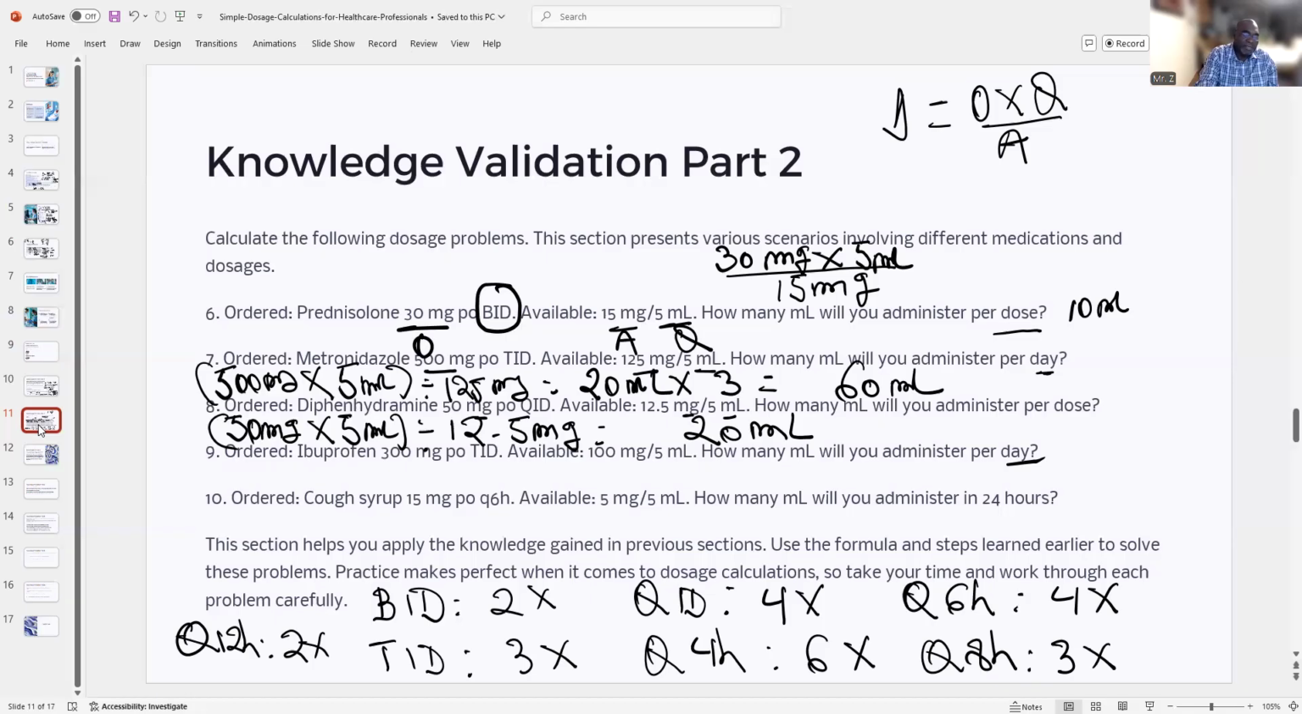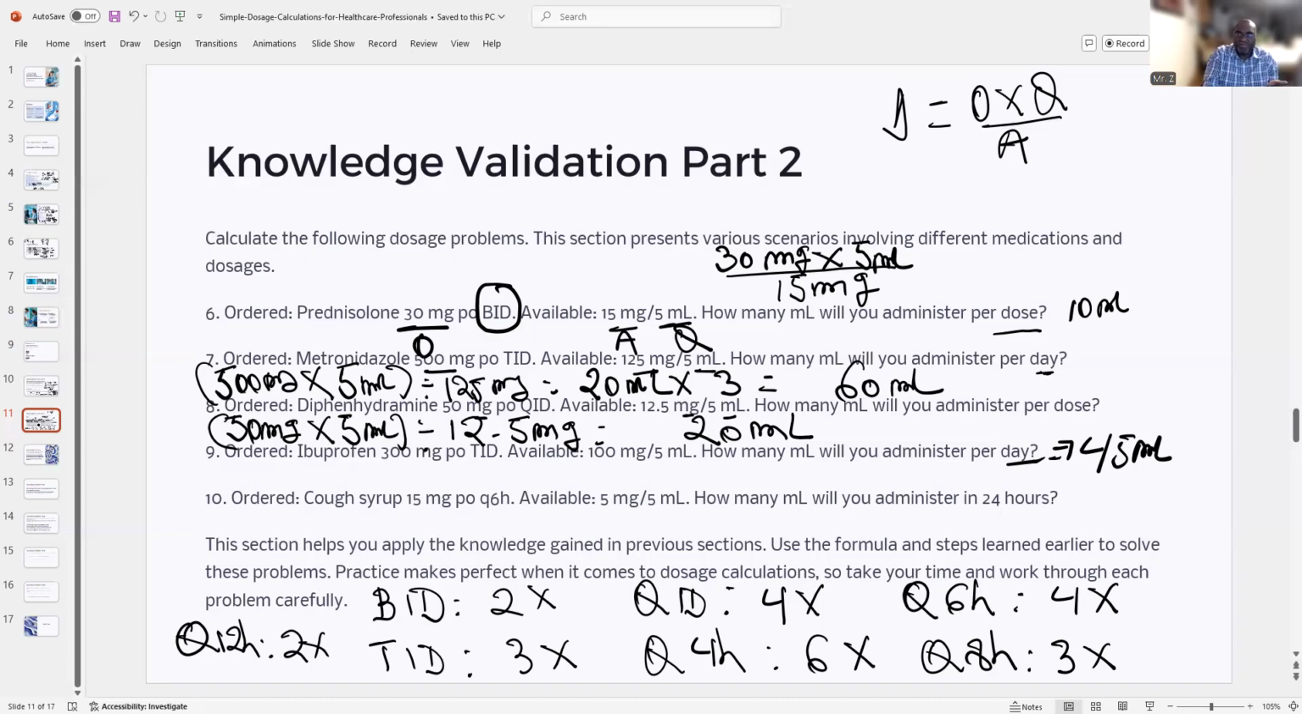Time is up. Ara, how many milliliters would you give? 15? No. 15, it's a single dose. But the question was per day. So you have to multiply by frequency. So the answer is going to be 45.